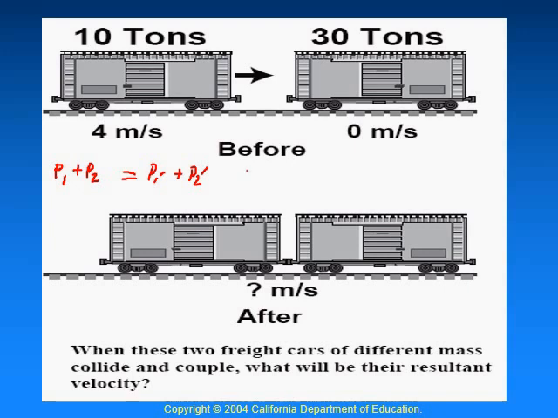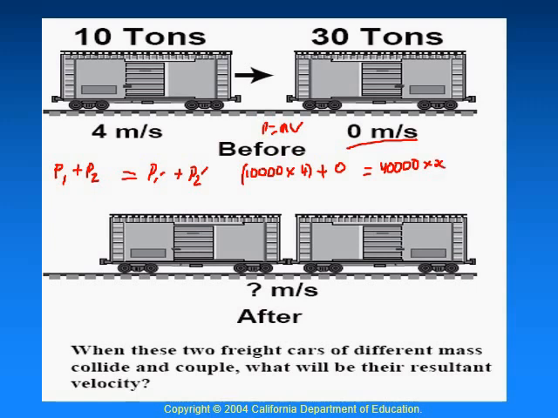We're told it's going to be 10,000, because remember it's in tons, times V, which is 4. That's P1, because remember that P equals MV, plus 0, because anything times 0 is 0, equals... we don't know the velocity, but we do know the mass, because the combined mass will now be 40,000 times some variable x.